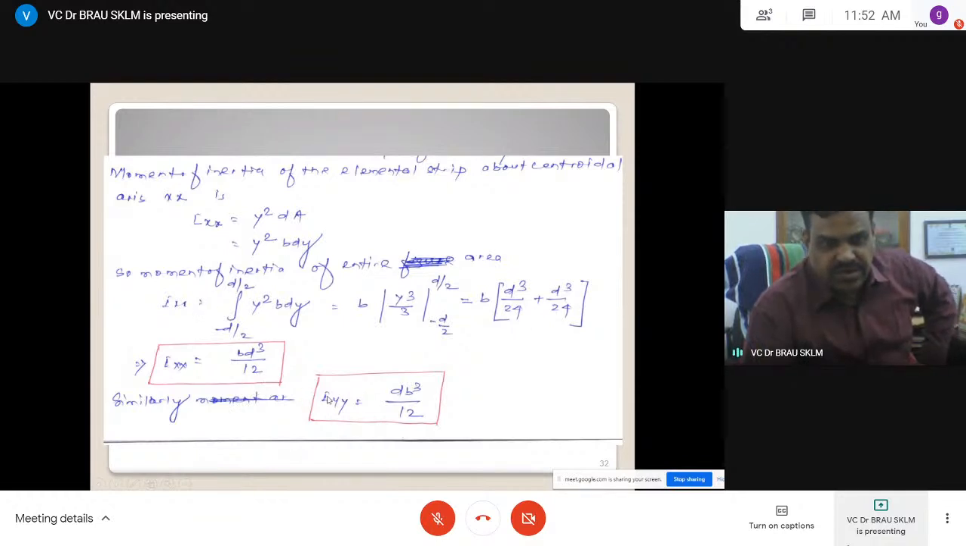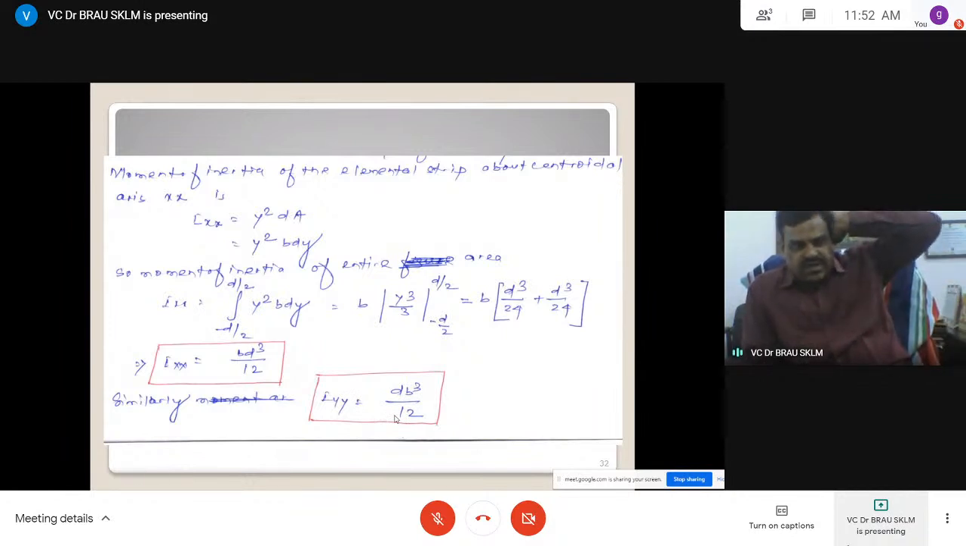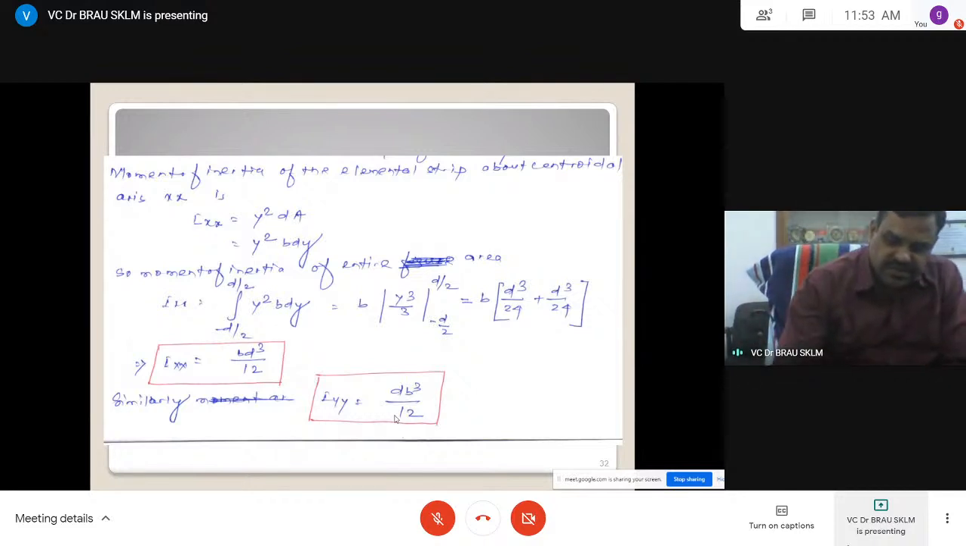The same way you can obtain Iyy, that is the integral of x squared dA. Iyy is equal to the integral of x squared dA and Ixx is equal to the integral of y squared dA. About x we consider the y distance, and about y we consider the x distance. The area of the strip is the same for both cases. So this is how we consider the moment of inertia about the x-axis and about the y-axis.